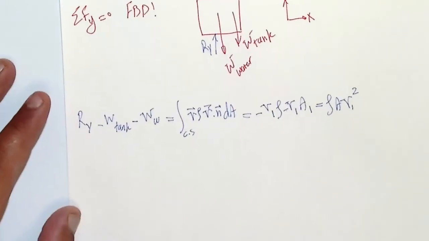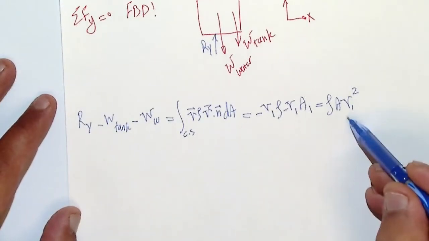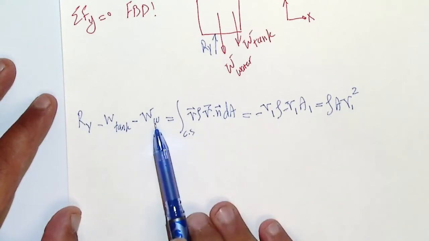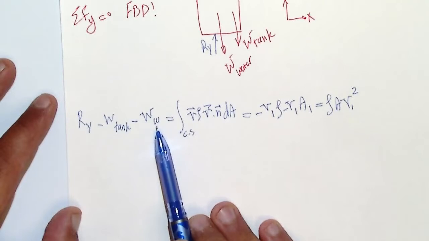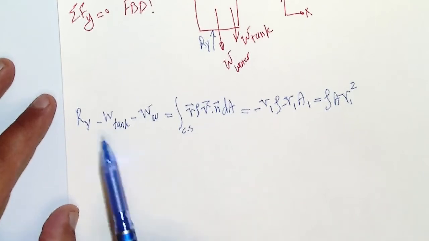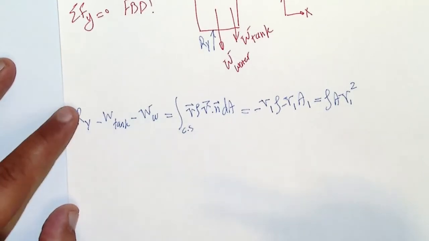So we have all of it, right? We have rho, we have A, and we have V1. We have W of water, Y, because we have the volume of the tank. It is given, it's 50 liters, and also we have the weight of the tank. So everything is known except the Ry, and you can find it out, right?